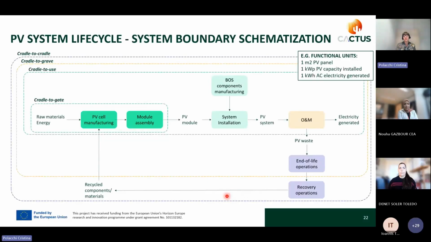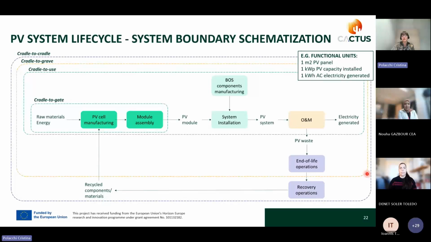To cover the manufacturing and the whole life cycle of a PV module, we can refer to this schematization. It's possible to have very different life cycle assessments that can be, for instance, cradle to gate, including only the manufacturing stages up to the PV module, but can also be cradle to use if the balance of system components, the system installation and the operation and maintenance stage are added to the analysis. Or it can be cradle to grave or cradle to cradle if the end of life operations and recovery operations are included in the analysis.